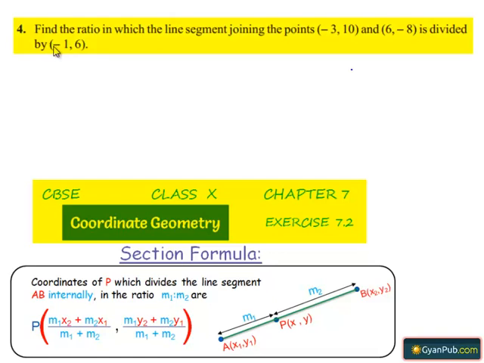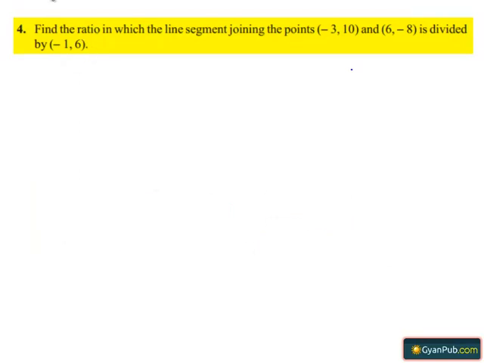Let us read the fourth question. Find the ratio in which the line segment joining the points (-3, 10) and (6, -8) is divided by (-1, 6). Let's have the solution for this problem.